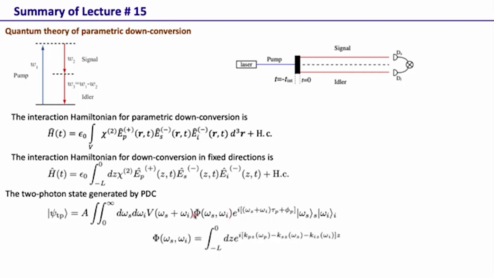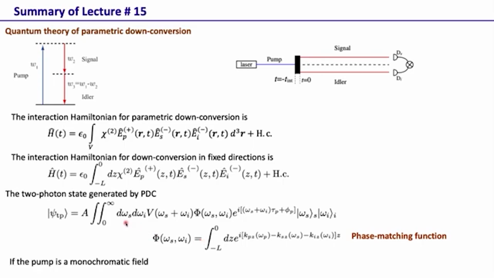So this is called the phase matching function, and it is essentially an integral of this quantity over the length of the crystal, since we are considering a one-dimensional problem. If this is a nonlinear crystal of thickness L, then it is an integral over this thickness L of this quantity. This is called the phase matching function, and it decides the efficiency of down conversion, how efficient the down conversion is going to be.